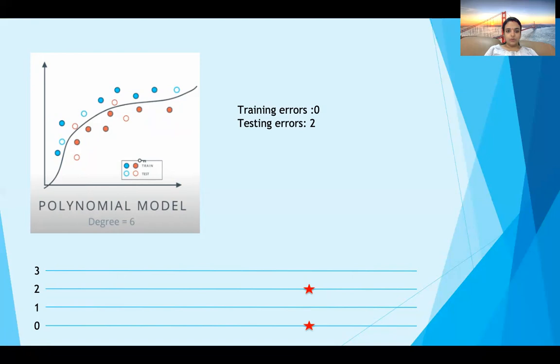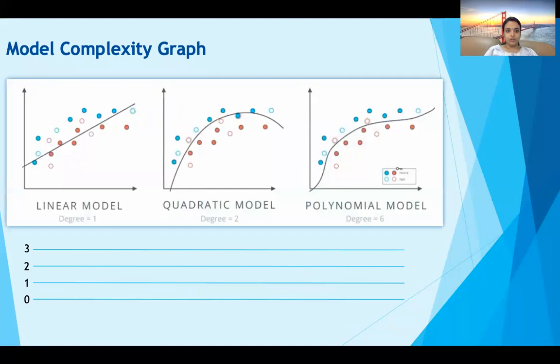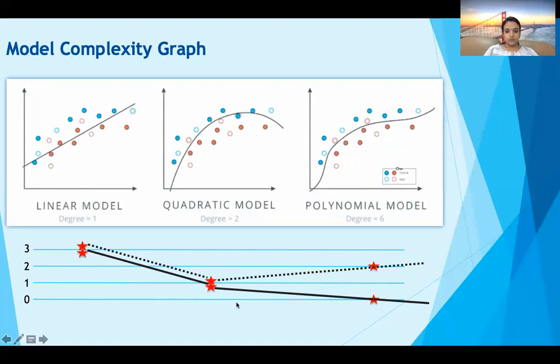Now we will see the model complexity graph. In order to draw the model complexity graph, we will start with the linear model point till the polynomial model of degree 6. We have plotted the points as we have seen: the training and the testing error were 3 and 3, and likewise for the quadratic model and the polynomial model. Now we will join the points for the testing error and also for the training error.